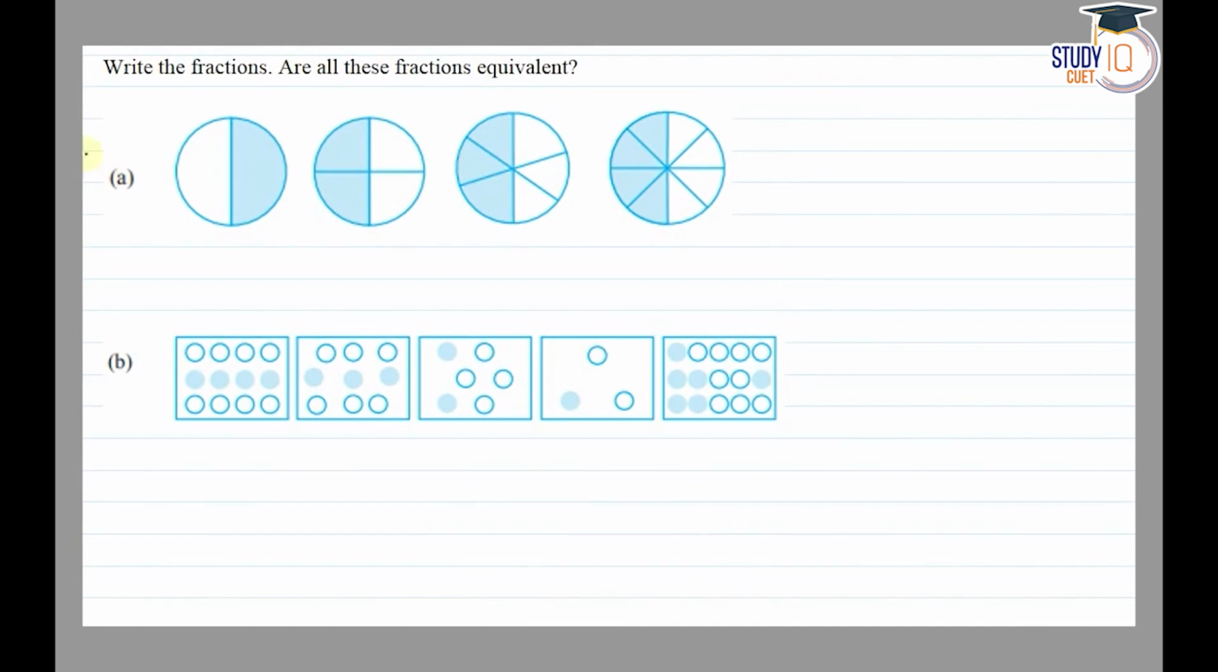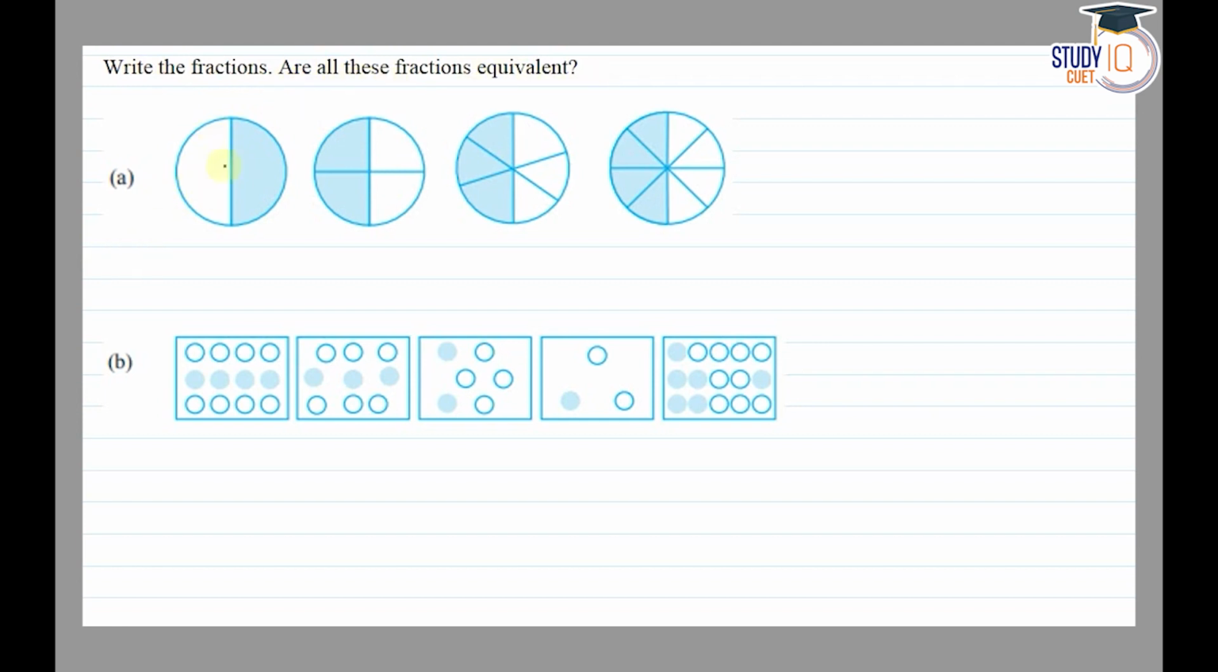Hello everyone, this question appears in class 6 NCERT chapter of fractions. This is the first question of exercise 7.3. The question says, write the fractions. Are all these fractions equivalent?